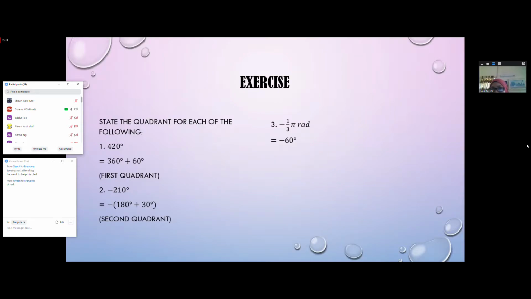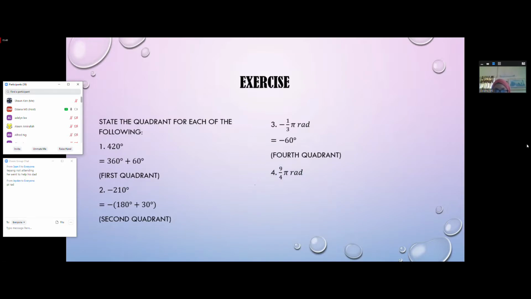Can someone write down on the screen? Just scribble on my screen. Which quadrant, negative 60? Okay, no one. Fourth quadrant, correct. Because negative 60 is a negative angle, so it is at the fourth quadrant. Good.